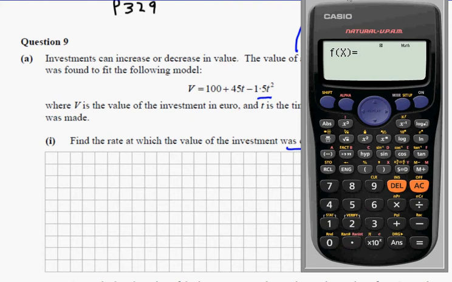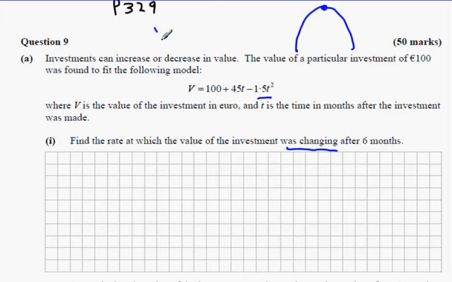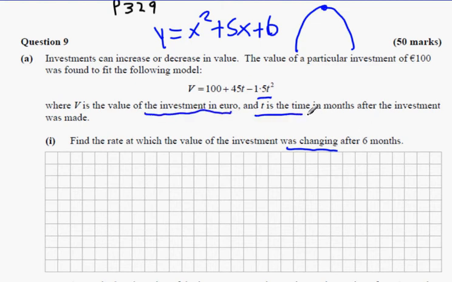Okay? So usually when you're given the equations, we have y equals something like x squared plus 5x, let's say plus 6. Whichever letter is on its own is the y-axis, and whichever letter there's usually more than one of on the right-hand side is the x-axis. So once again, which one would be the y-axis and which one would be the x-axis? Phi is the y-axis and t is the x-axis. Okay, now phi is the value of the investment in euro, and t is the time in months after investment.